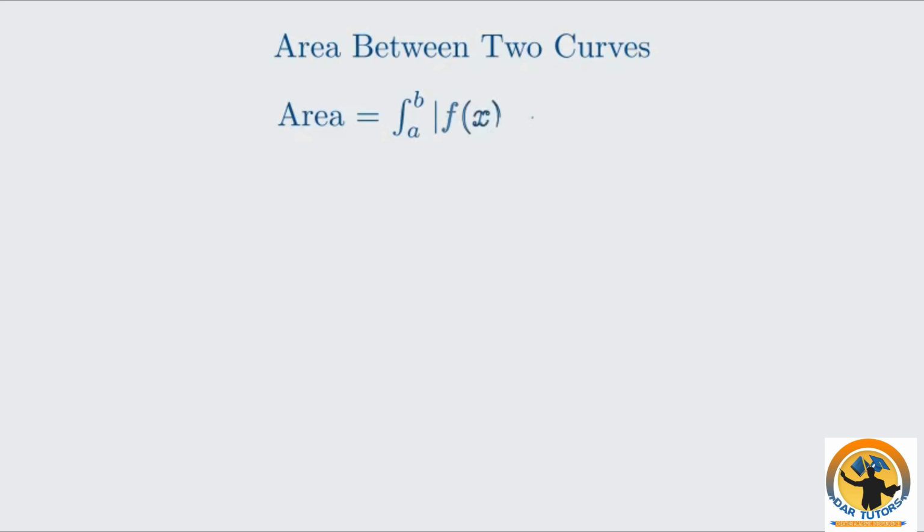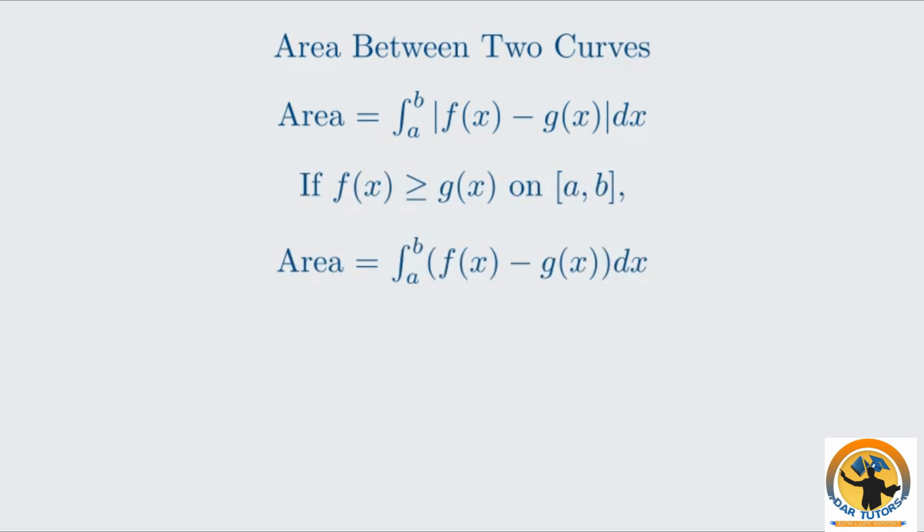Let's start with the area between two curves. We've already seen a glimpse of this in our opening problem. The general formula for the area between two curves, f of x and g of x, over an interval from a to b, is the integral from a to b of the absolute value of their difference. This ensures the area is always positive. If one function is always above the other on the interval, the formula simplifies. If f of x is greater than or equal to g of x, the area is simply the integral of the upper function minus the lower function.